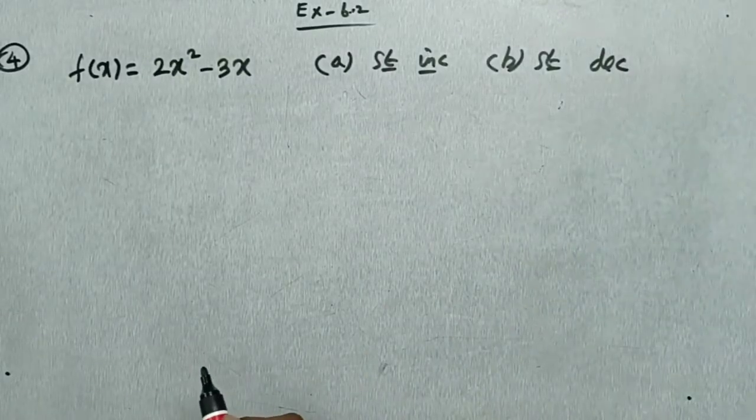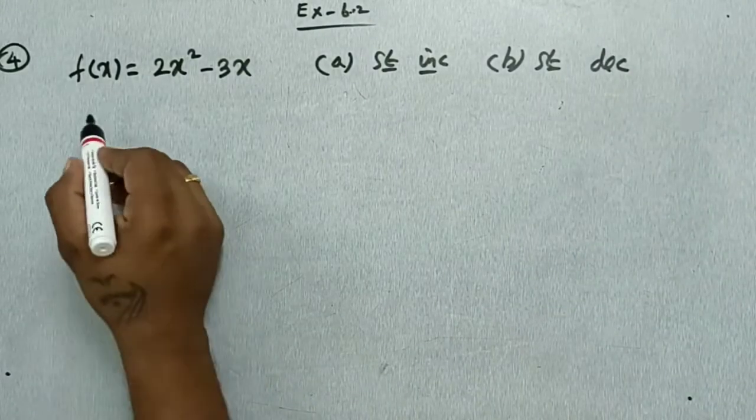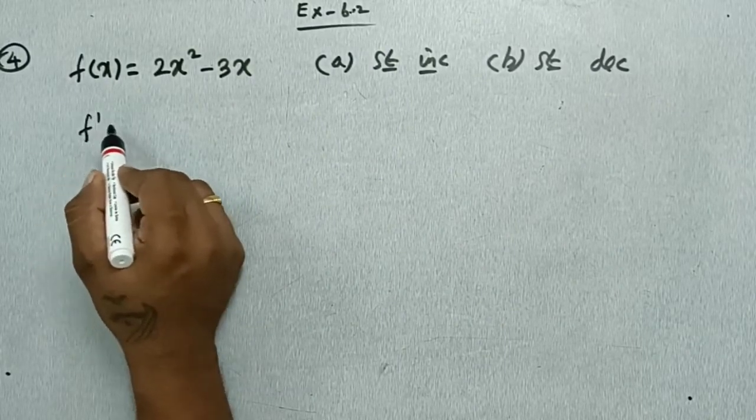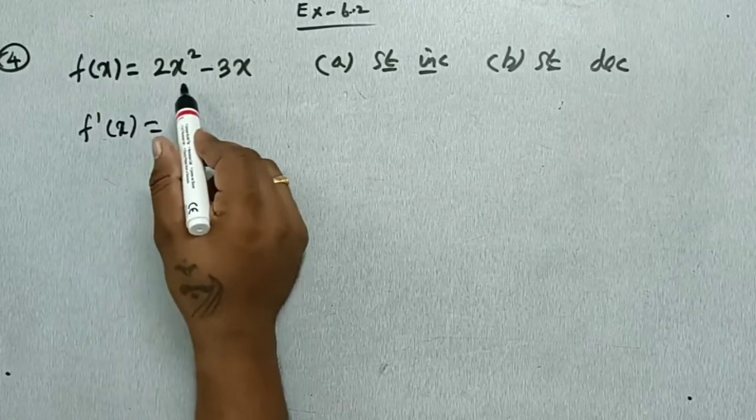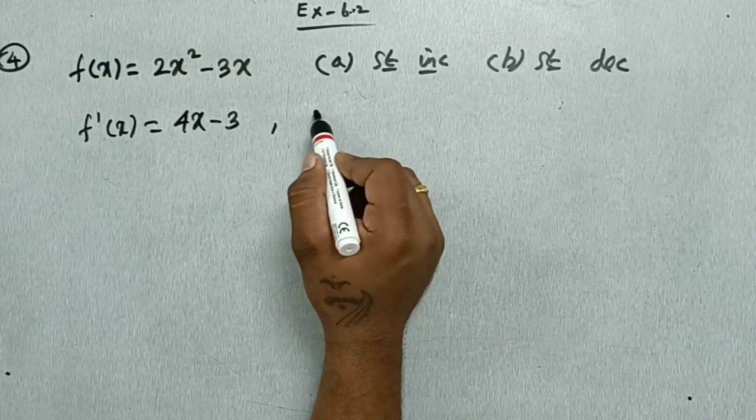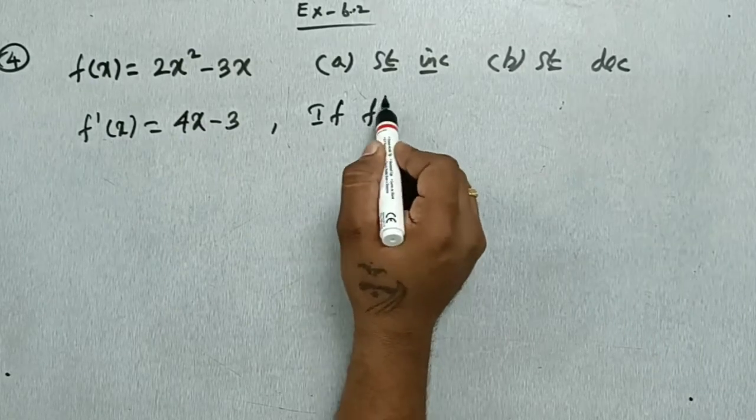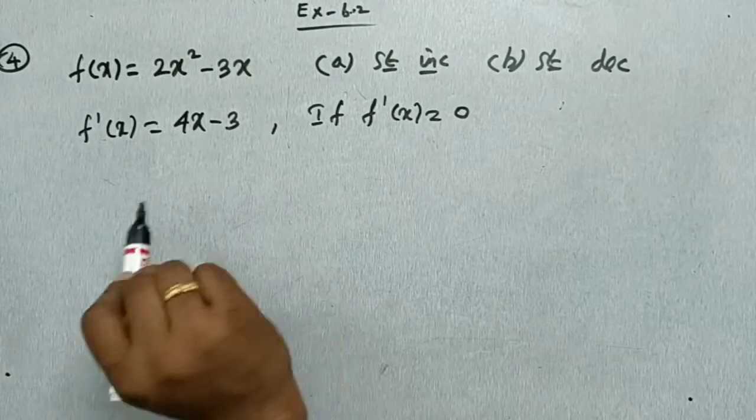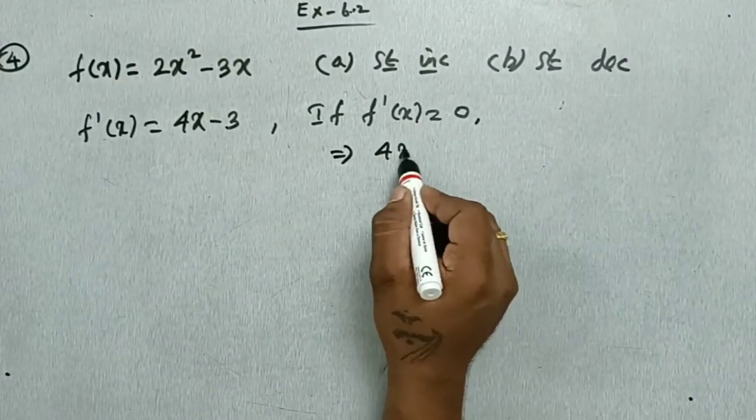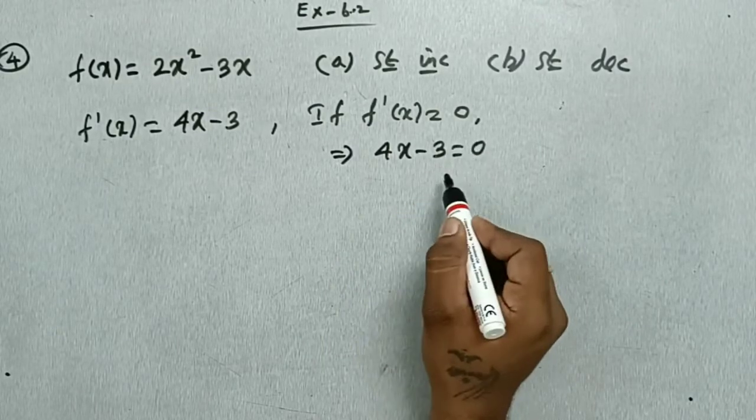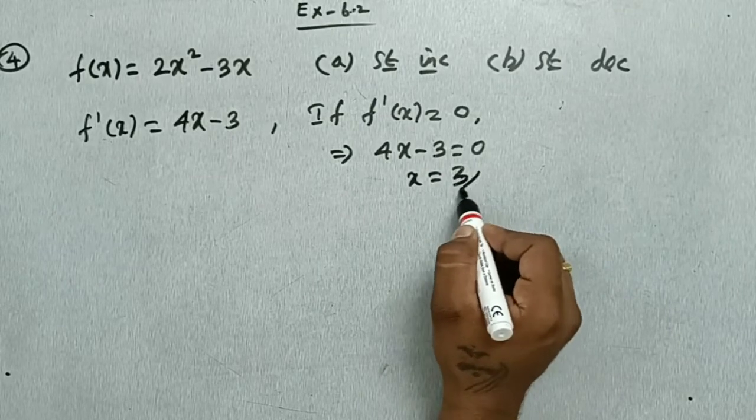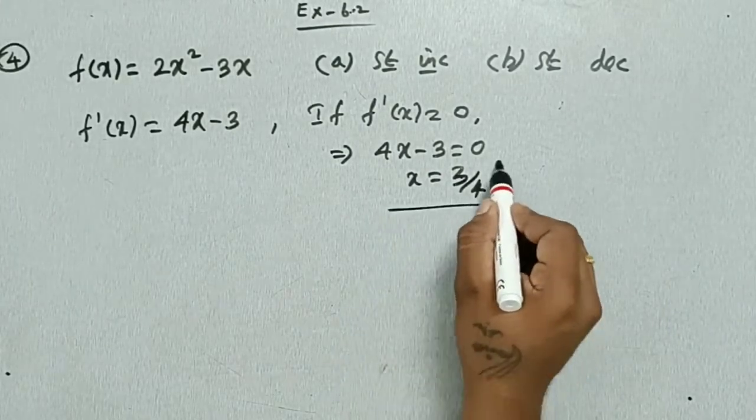We have to identify that, so we have to use theorem 1. What is f dash of x, differentiating with respect to x? f dash of x equal to 4x minus 3. Next, we have to equate f dash of x equal to 0. If f dash of x equal to 0, this implies 4x minus 3 equal to 0, so x equal to 3 by 4.